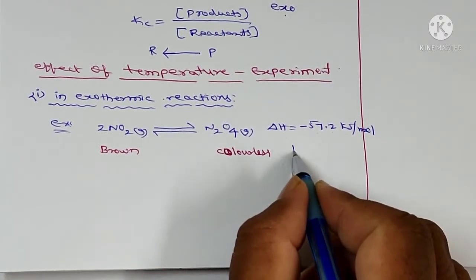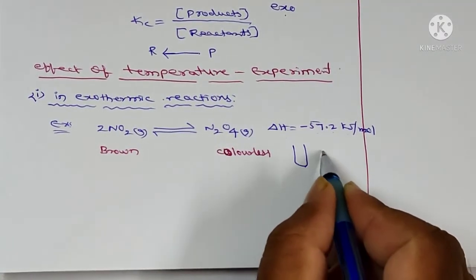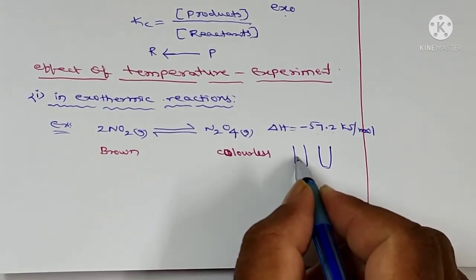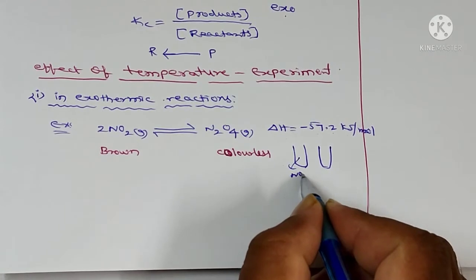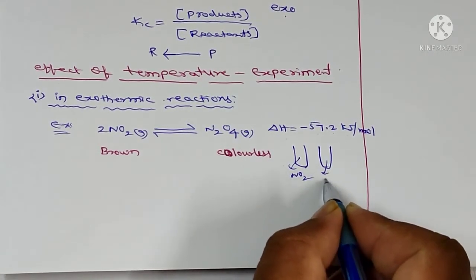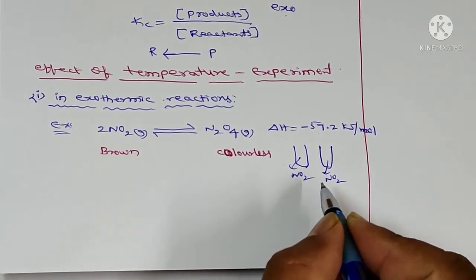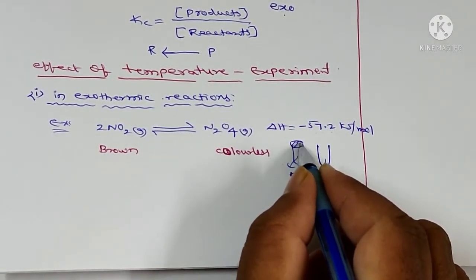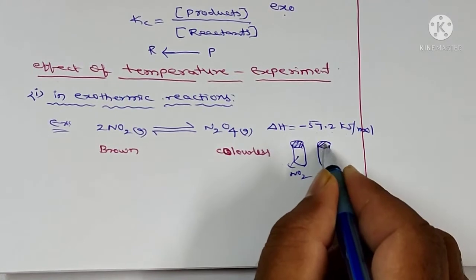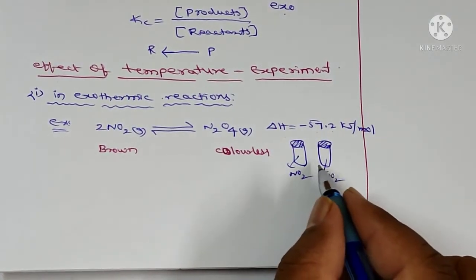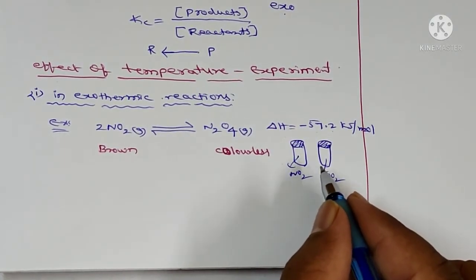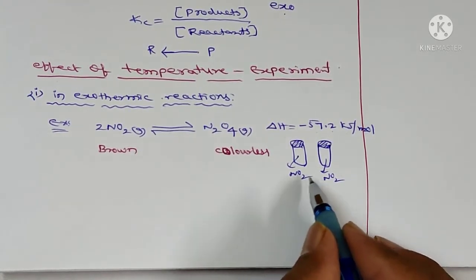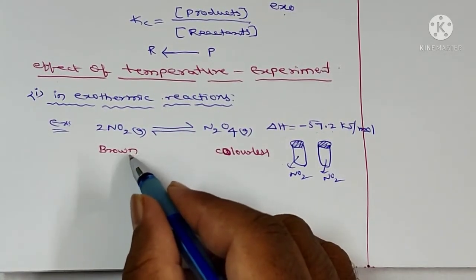Here I am taking two test tubes. In these two test tubes I am taking NO2 gas, and they are sealed. These two test tubes have the same intensity of brown color due to NO2 gas. The NO2 gas gives the brown color.